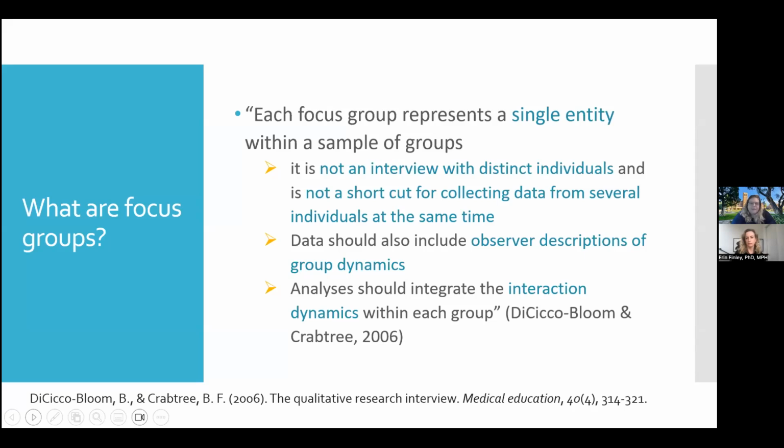So there are some key features of focus groups that really differentiate them from individual interviews. And these points, I think, from our perspective, can't really be made often enough. So we want to make sure that we're not turning to focus groups as a way to increase our sample size. And we will get to this point a few times throughout the course of the session.